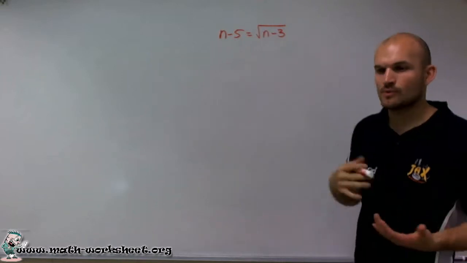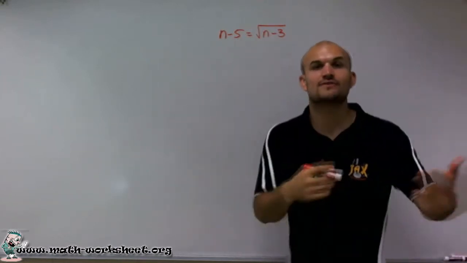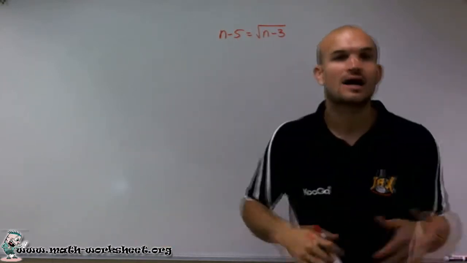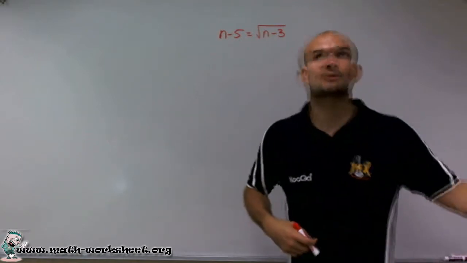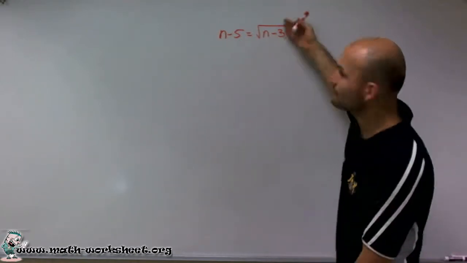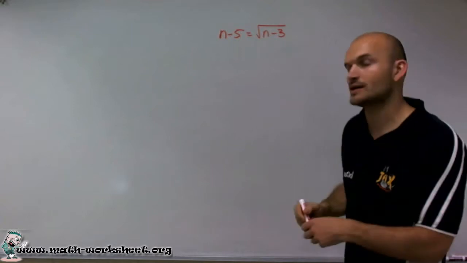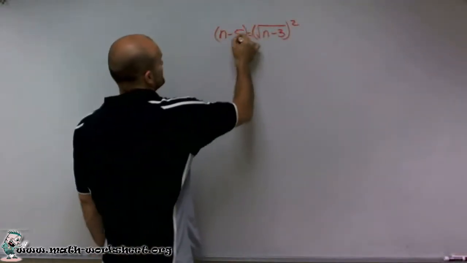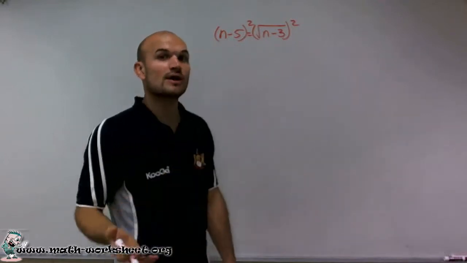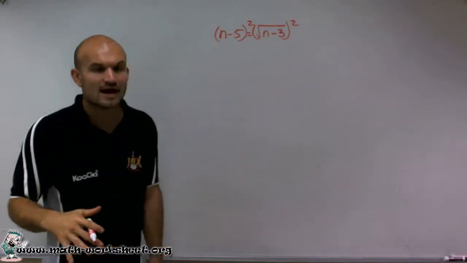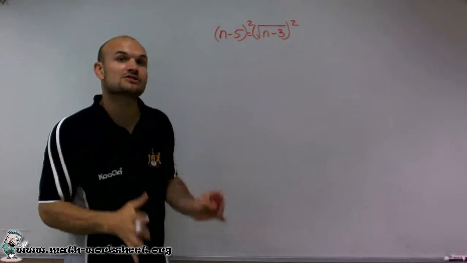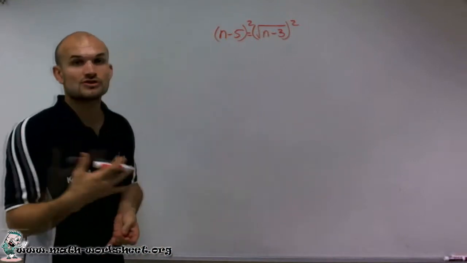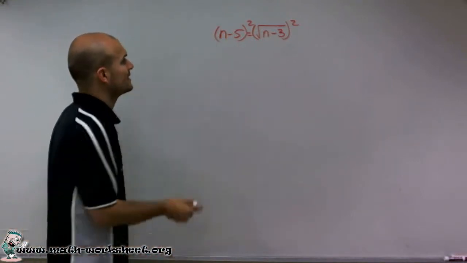So when we think of inverse operations, the inverse of adding would be subtracting. The inverse of multiplication would be division. So the inverse of square rooting would be to square. So we're going to have to square both sides. And it's very important that at the end we're going to have to check for our extraneous solutions, which we'll talk a little bit more about when we get there.